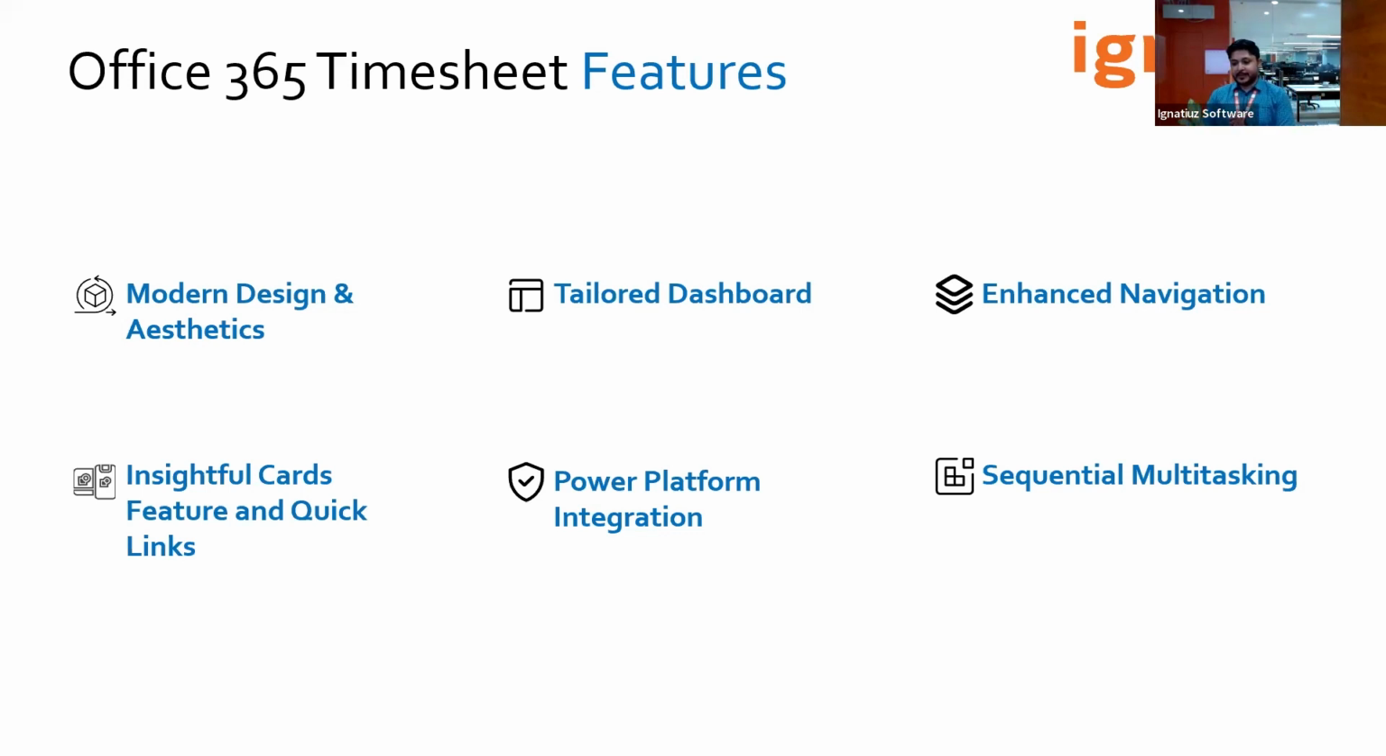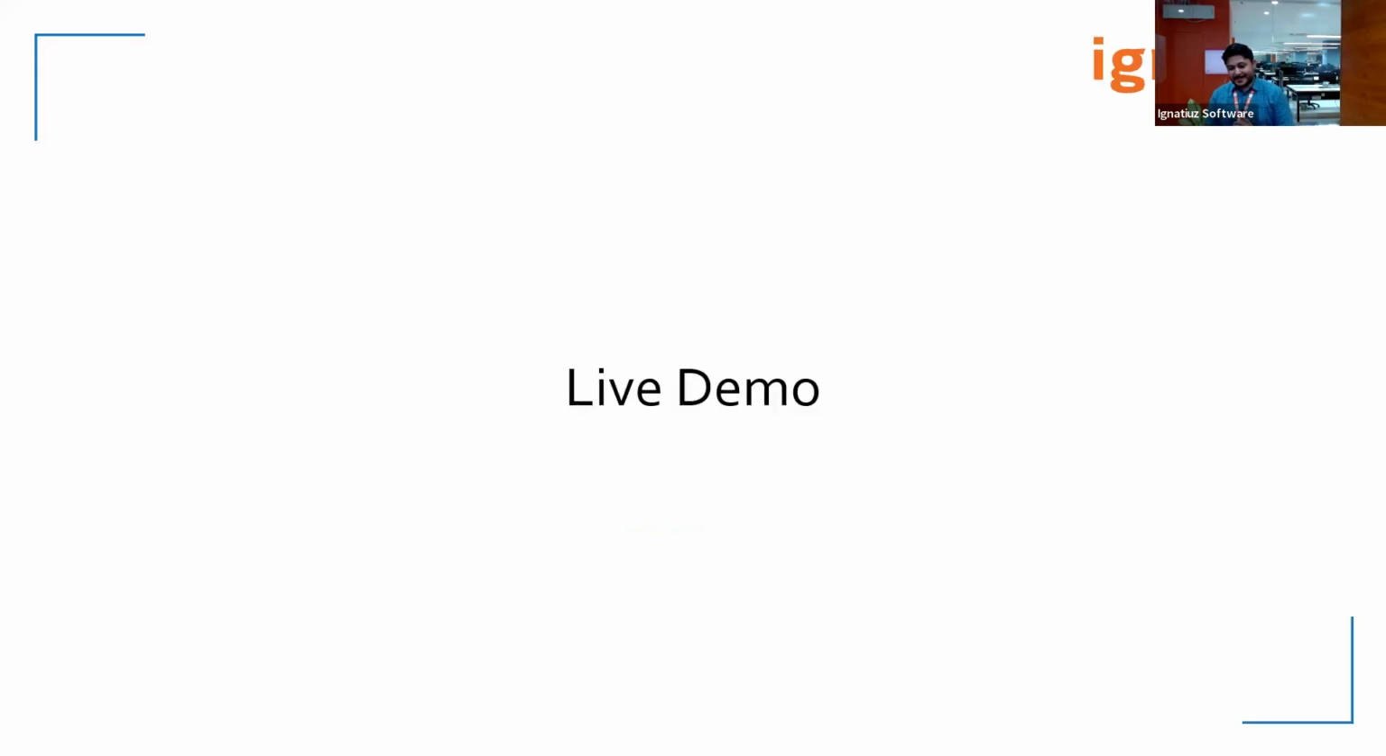Now, sequential multitasking. Our team has done a very good job over here. We have improved the overall workflow. So year by year, we are improving the workflow of each and every functionality. What we have done in our 6.1 version has not only improved the speed, but with the other features, the user can achieve sequential multitasking. So this is all about the features.